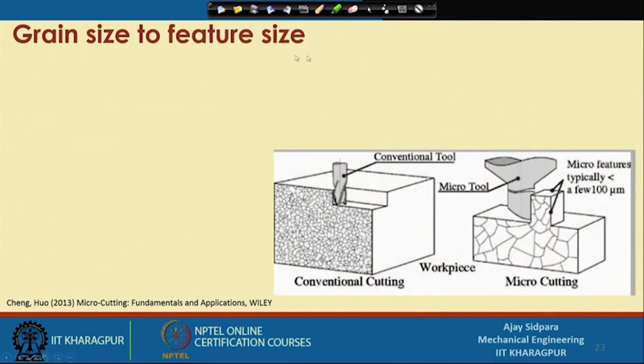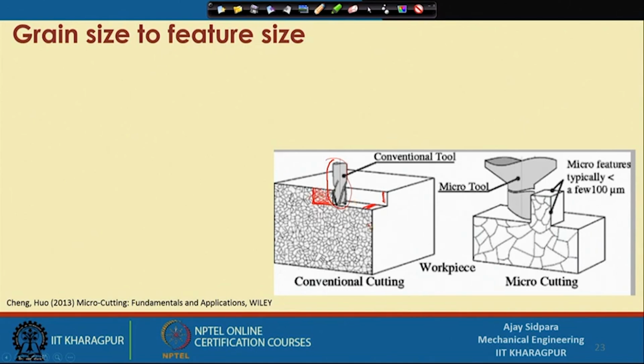Now, coming to grain size and feature size. In conventional machining we have seen that our tool is very large compared to the size of the grains. In this diagram, this is our end mill cutter and this is the amount of material we are removing. So, we are cutting from the side. This is the vertical side and this is the bottom side, and you can see the number of grains we are cutting here. These are very large in terms of numbers and also in terms of layers.